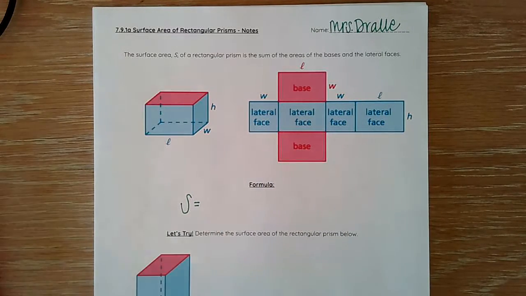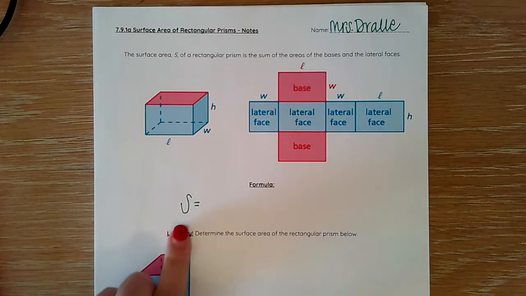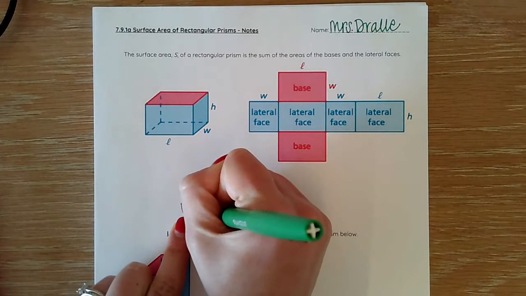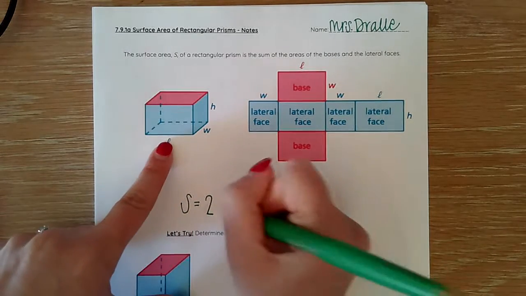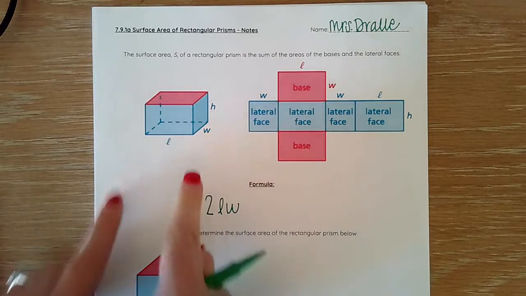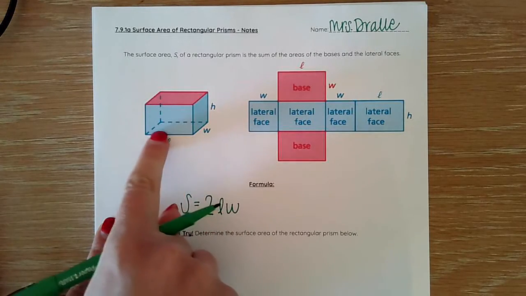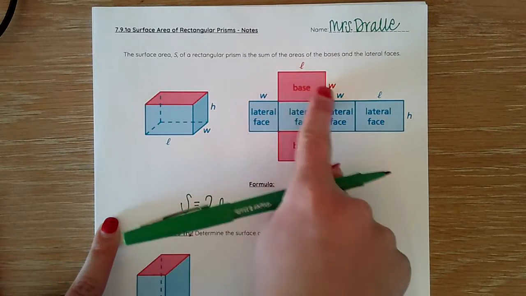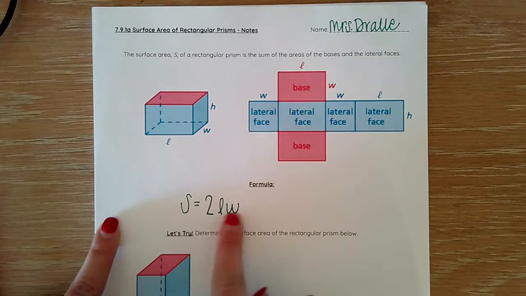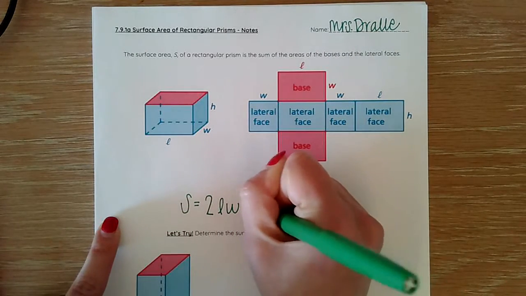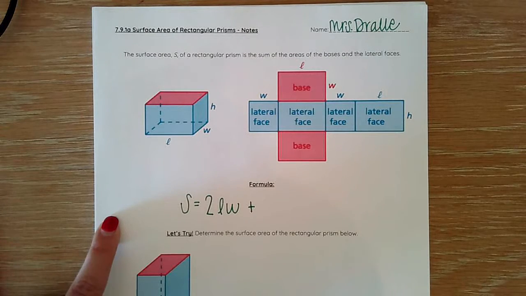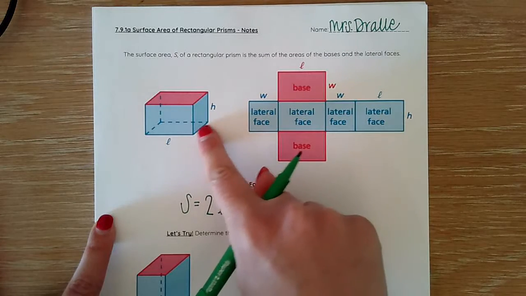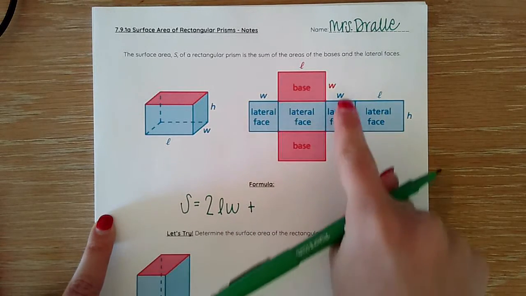So when we do this, we have a formula that we can use, and that formula is surface area equals 2 length times width. That'll cover the bases. Your bases are length times width, so it'll cover 2 of those, 2 length times width. Plus, we will add to that, let's do our width times height. So our width and height, that'd be these 2.